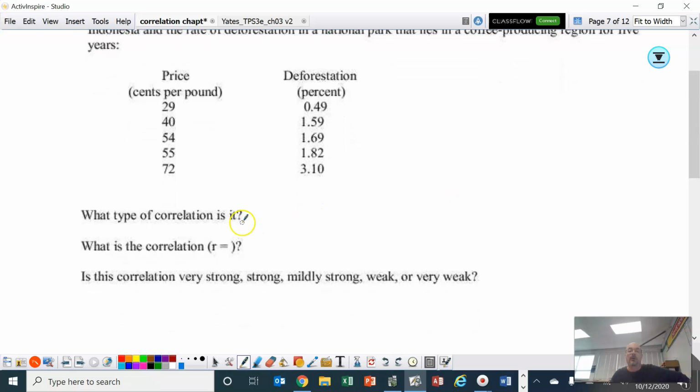So what is the correlation? Is it positive or negative? You'd put this in list number 1 and this in list number 2. Go ahead and try it. What is the correlation? That means is it positive or negative, and what is the correlation? And then is the correlation very strong, strong, mildly strong, weak, or very weak?